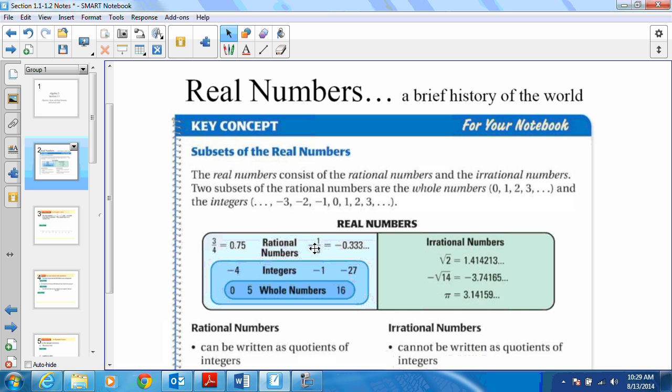Rational numbers are numbers that basically can be written as a fraction. So if it can be written as a fraction, then it should end up with either a terminating decimal like 0.75, or a repeating decimal like 1/3, where it goes 0.333 on forever.